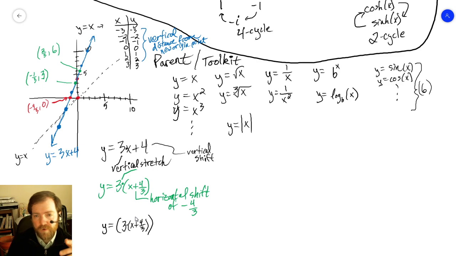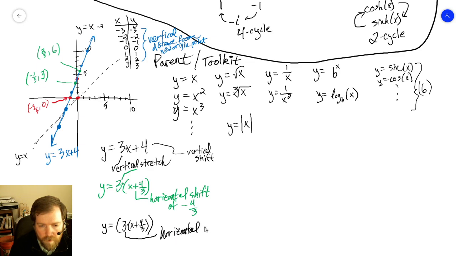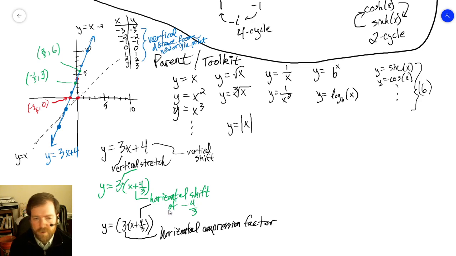So what that's going to do is we're now going to look at taking a function that is like this big and then crushing it down to only being this big. So this is a horizontal compression factor. And our plus 4/3 on the inside is still a horizontal shift of negative 4/3.